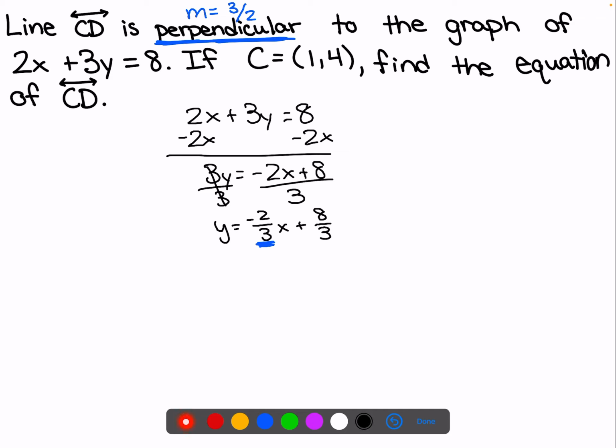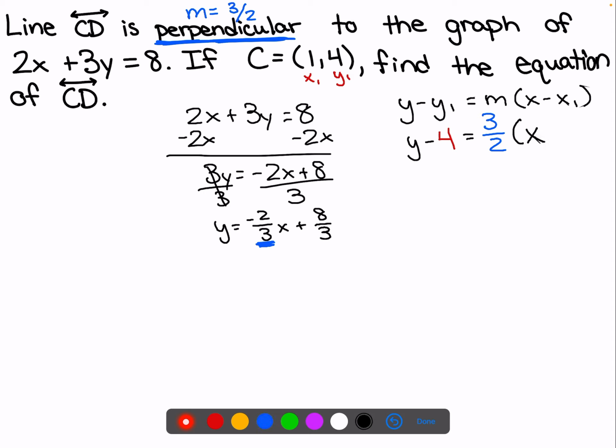So we have our equation as y minus y1 equals m times x minus x1. I can go ahead and plug in. 1 will be x1, 4 will be y1 for point C. So we now have y minus 4 is equal to m, our slope, which we found out to be 3 over 2, times x minus x1, which is 1. So this is our equation in point-slope form.